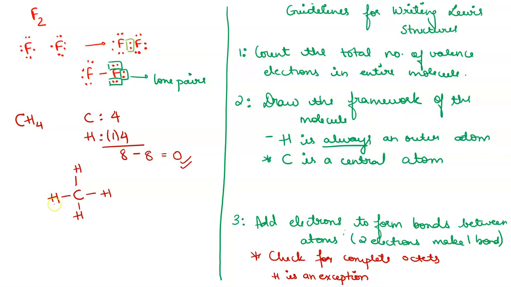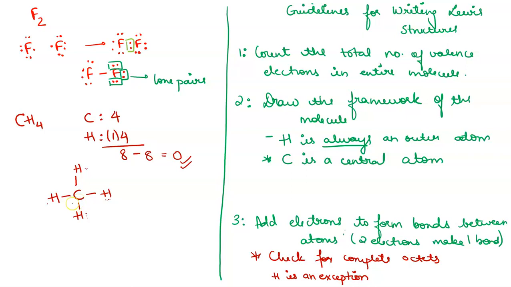So let's count. This hydrogen has 2 electrons in the bond, this one right here. Then this hydrogen has 2 electrons in the shared bond. This hydrogen has 2 electrons in the shared bond, and then this hydrogen has 2 electrons in the shared bond. So all my hydrogens are happy.